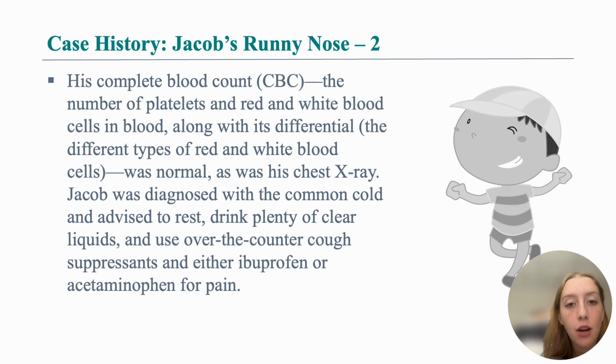His complete blood count, CBC, the number of platelets and red and white blood cells in blood, along with its differential, the different types of red and white blood cells, was normal, as was his chest x-ray. Jacob was diagnosed with the common cold and advised to rest, drink plenty of clear liquids, and use over-the-counter cough suppressants and either ibuprofen or acetaminophen for pain. Yay! Jacob survived! That is all from me, and now on to the viral infections of the respiratory tract.